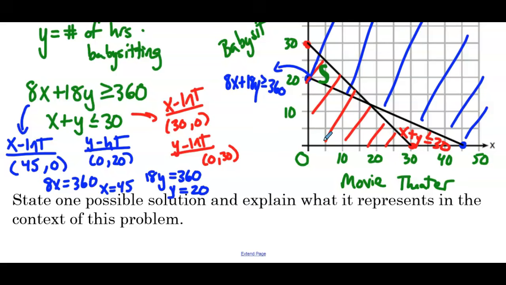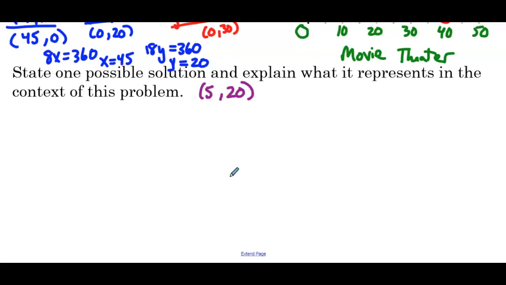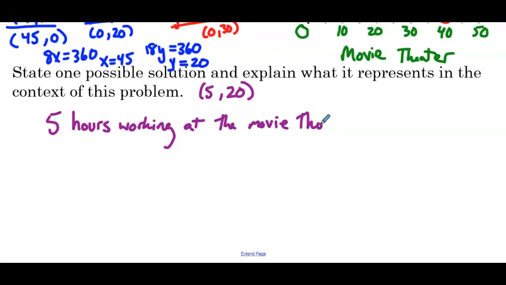So we can pick a solution. I'll pick the purple pen. Right here, that point's nice and in the middle. So that's the point 5, 20 as our solution in the solution set. So what does it mean? That means 5 hours working at the movie theater and 20 hours babysitting.